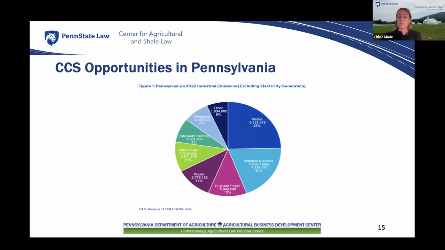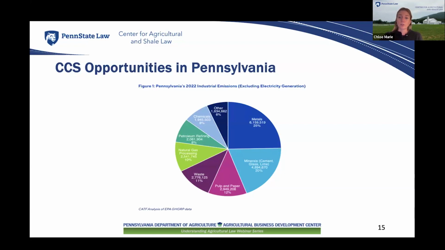So now looking at Pennsylvania's potential for carbon capture and storage, a recent 2024 report from the Clean Air Task Force, using available government data, highlighted that Pennsylvania ranked 4th in US carbon emissions in 2021, with over half of these emissions coming from the power and industrial sectors.